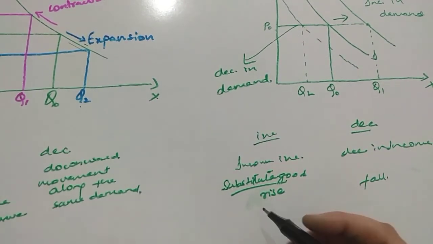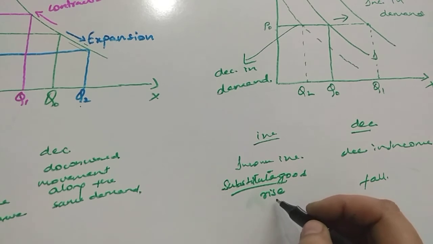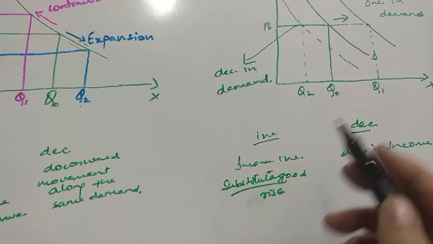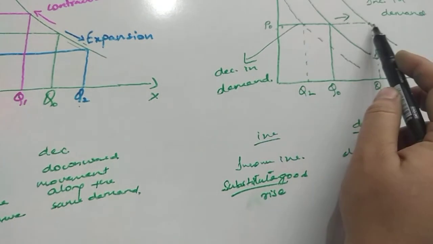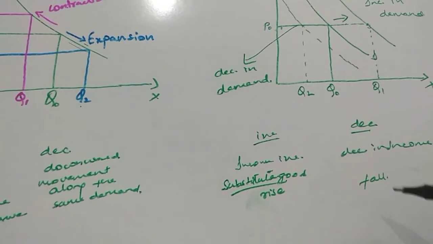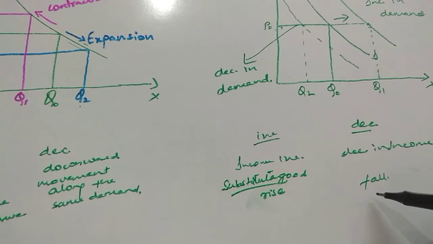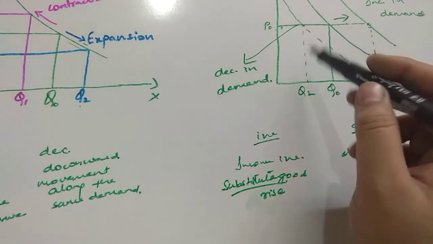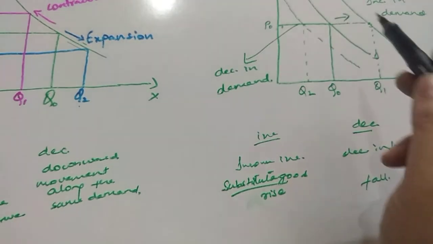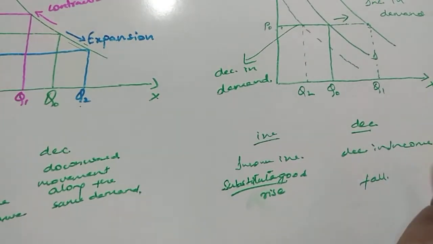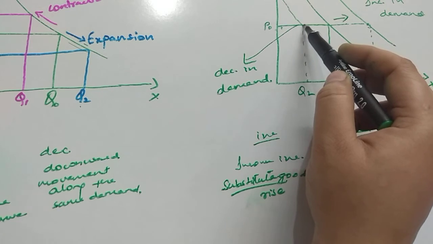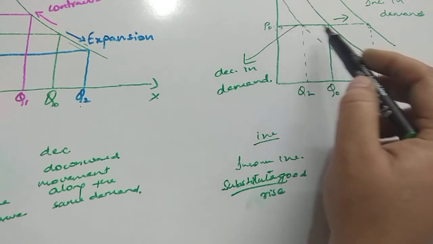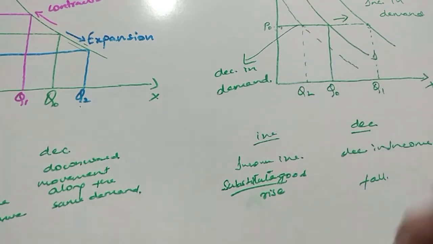Why does this happen? When the price of substitute good rises, this commodity becomes cheaper. So at the same price, consumers will buy more units of it. And when the price of the substitute good falls, this good becomes expensive as compared to substitute. So people switch from this commodity to the other commodity, and therefore they purchase less of this commodity at the same price. So there is decrease in demand.